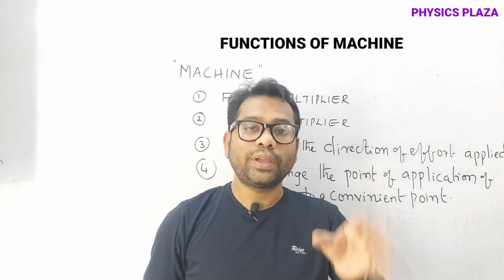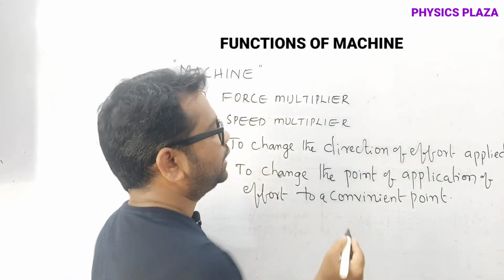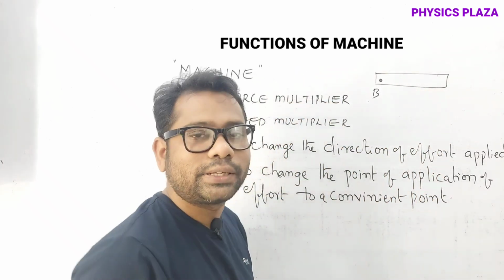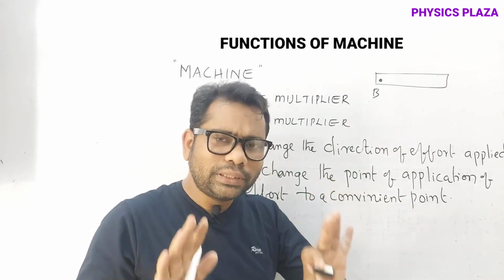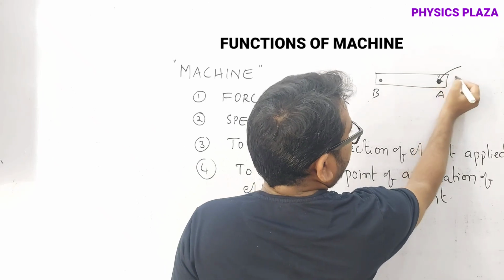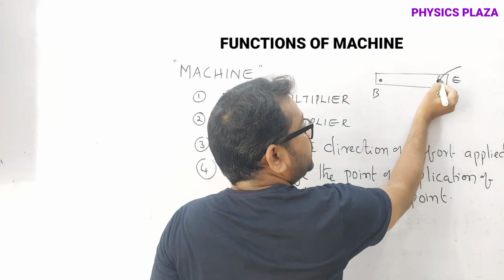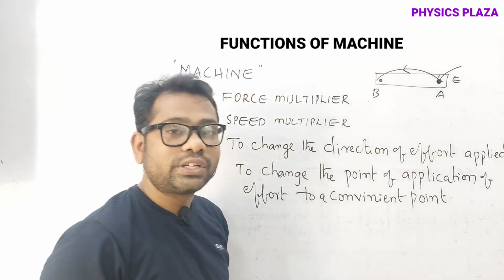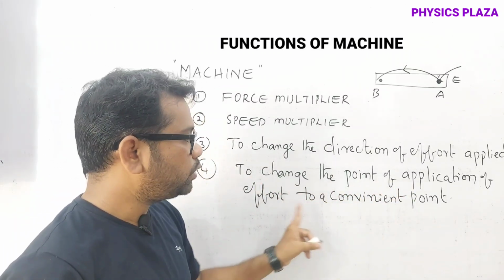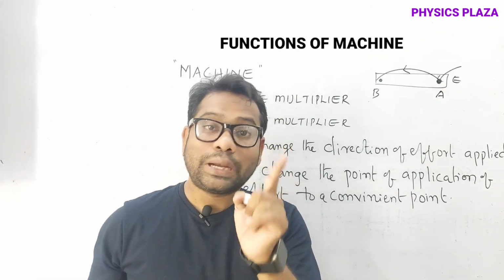Actually, we want the effort to be exerted at a point B, but we cannot apply it at point B. Let us say, for example, here it is a machine. It is point B where we want to exert the effort, but it is not comfortable for us. Then what will we do? We apply the effort at some other point, and the effort we apply at this point will be shifted to the convenient point. So, to change the point of application of effort to a convenient point. Then what is the best example? Yes children, just wait. We will take a best example to understand in the best manner.